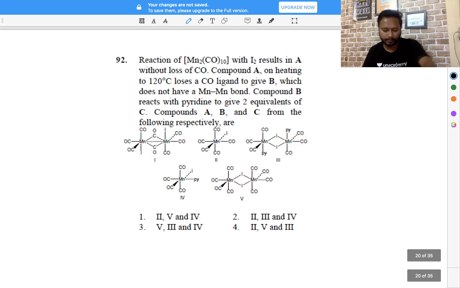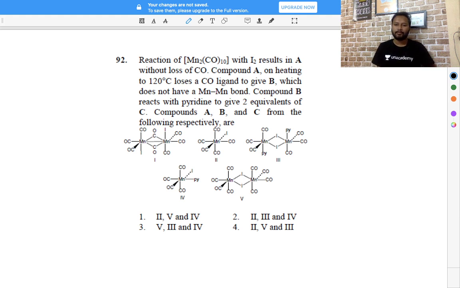All right, so we'll take one more question. It says that the reaction of Mn2(CO)10 with I2, that means with iodine, results in A without loss of CO. So CO is not lost. Compound A on heating at 120 degrees Celsius loses a carbonyl ligand to give compound B, which does not have a manganese-manganese bond. Compound B reacts with pyridine to give two equivalents of compound C. Compounds A, B, and C are... So you have to tell what are compound A, compound B, and compound C.